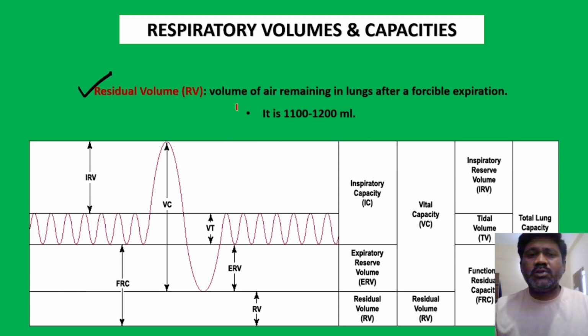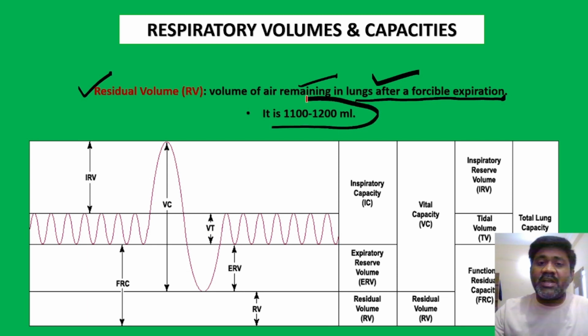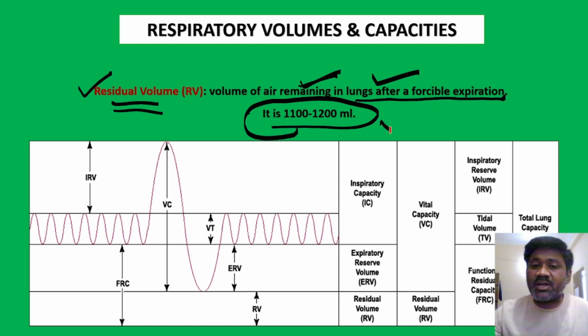What is residual volume? Volume of air remaining in the lungs after forcible expiration. Generally we can exhale 500 ml, but even when we exhale forcefully, some air still remains in the lungs. That is 1100 to 1200 ml. The volume of air which is left or remains in the lungs after forceful expiration is called residual volume. That is 1100 to 1200 ml.